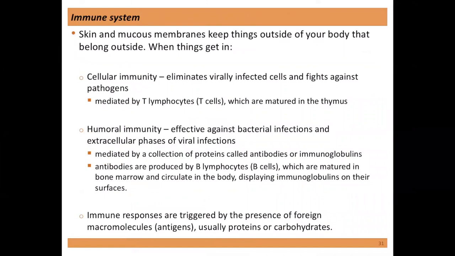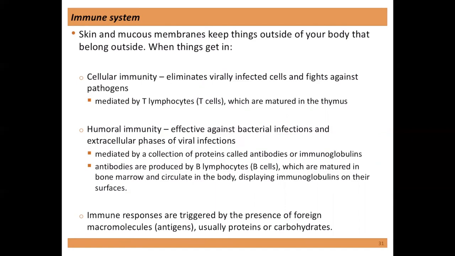So our skin and mucous membranes, they're supposed to keep things outside of our body that we don't want. But sometimes things get past the skin and the mucous membranes and they get into cells or they get to surround our cells. So they get past our first line of defense. So we have a couple other additional ways of defense besides just walls. We have cellular immunity. So these are things that eliminate virally infected cells and fight against pathogens.